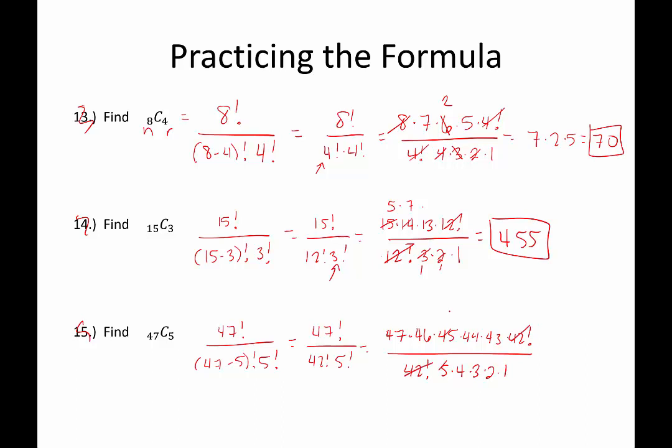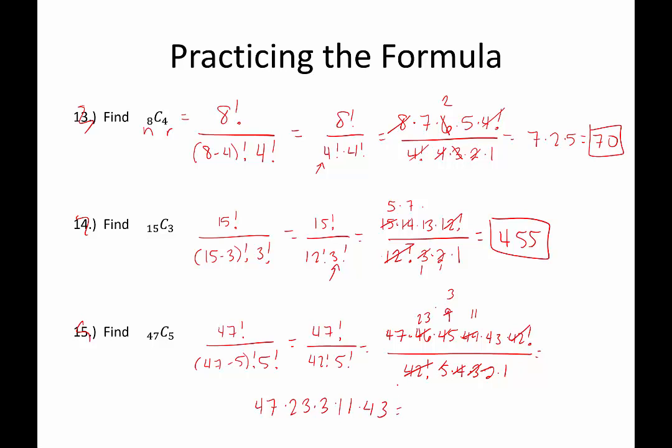5 goes into 45 9 times. 4 goes into 44 11 times. 3 goes into 9 3 times. And 2 goes into 46 23 times. So I'm just going to rewrite these. We have 47 times 23 times 3 times 11 times 43. Everything's gone down there in the denominator.